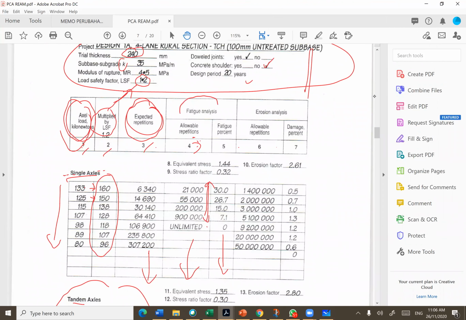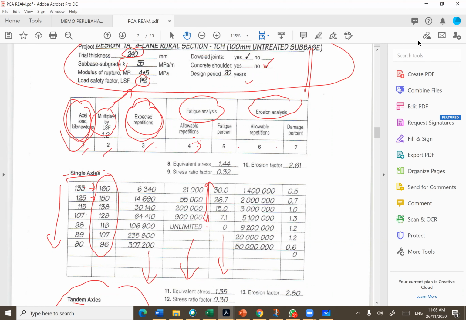Column 4 and 5 is for the fatigue analysis. Column 6 and 7 is for erosion analysis. As I mentioned earlier, the design will look at the fatigue and also the erosion aspect, how the pavement will fail. Will the pavement fail in terms of fatigue, or in terms of erosion, or will it not fail for both?